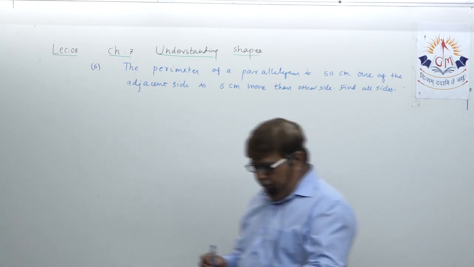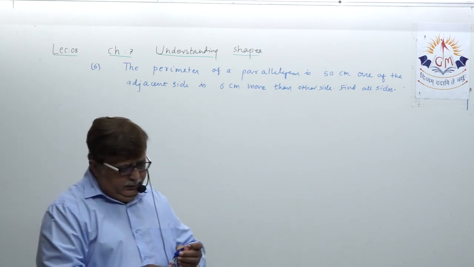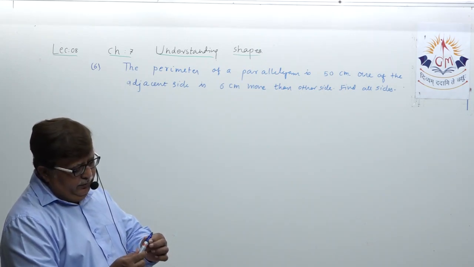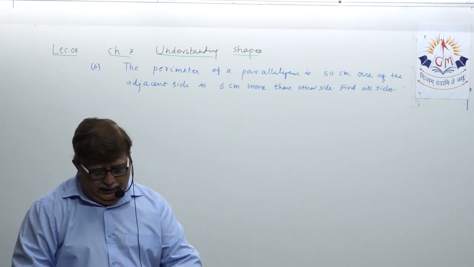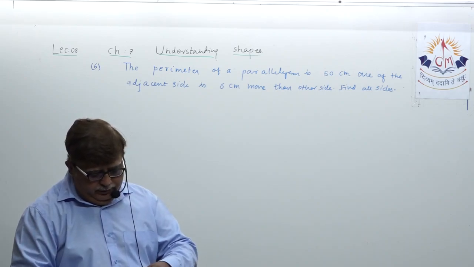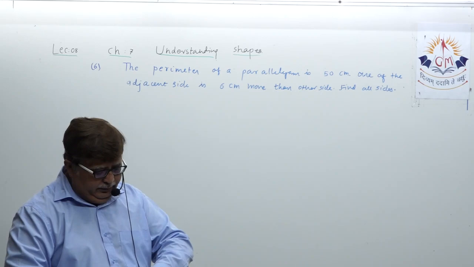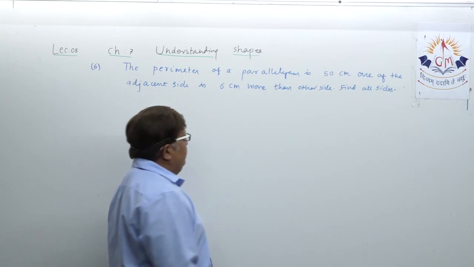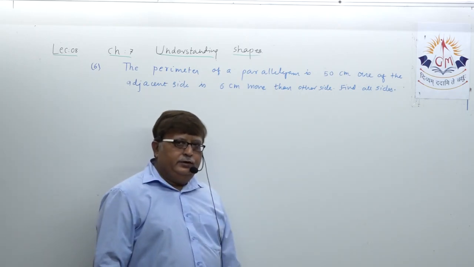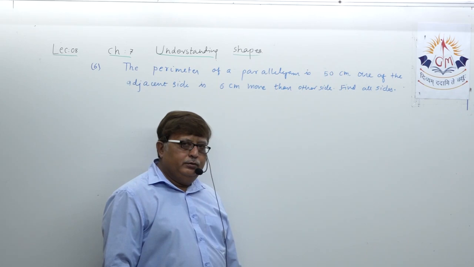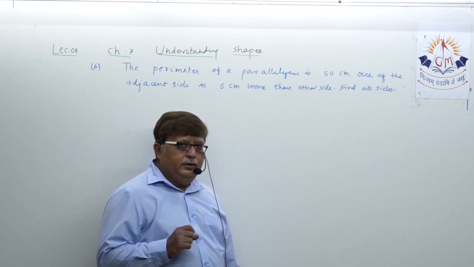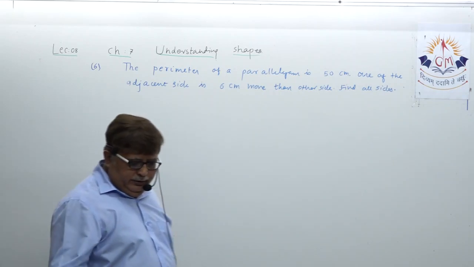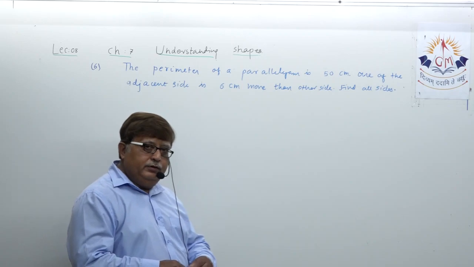Okay, first understand what is given. You are given the perimeter already, that is 50 centimeter, and at the same time what is the other data given to you, that one of the adjacent side is 6 centimeter more than the other side. That is the data given. Then find all sides. How can we move in this?